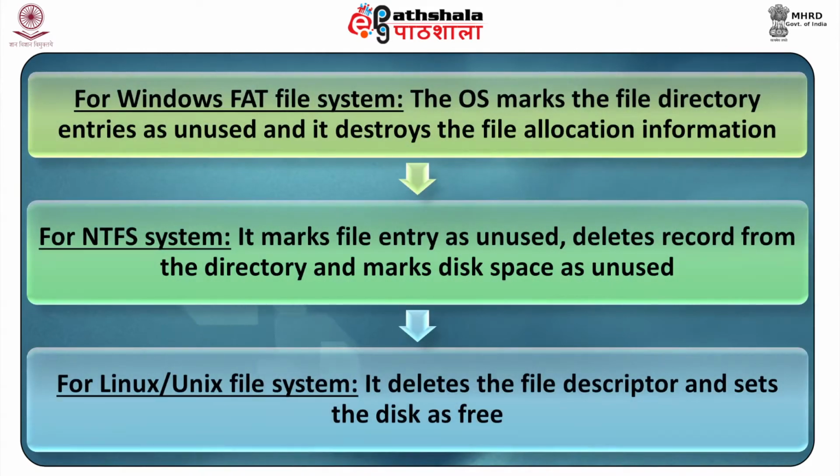For the Windows FAT file system, the OS marks the file directory entries as unused and it destroys the file allocation information. For the NTFS system, it just marks the file entry as unused, deletes the record from the directory and marks disk space as unused. For most of the Linux or Unix file systems, it deletes the file descriptor and sets the disk space as free. A file descriptor is nothing but the information about file location, file size, file type, etc.